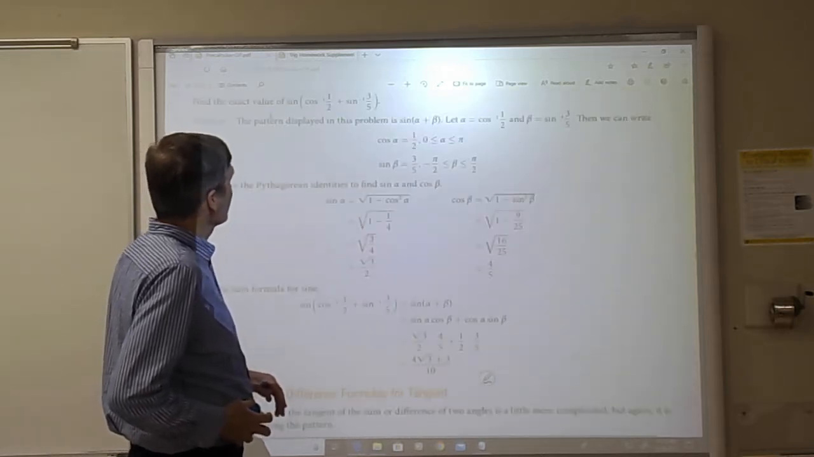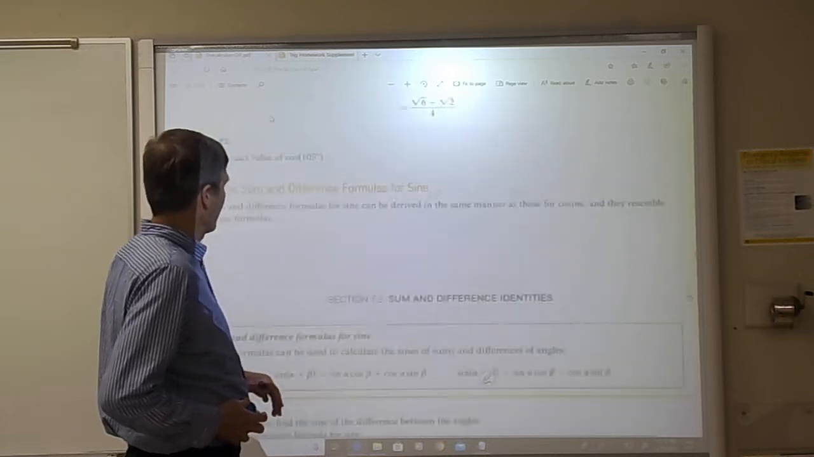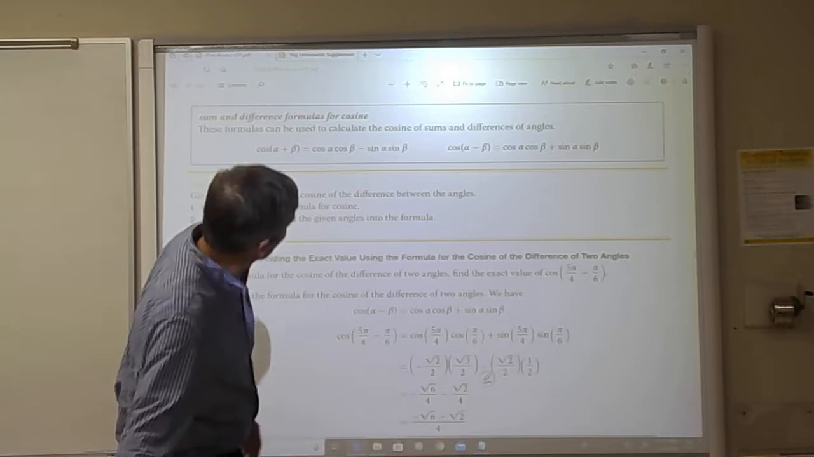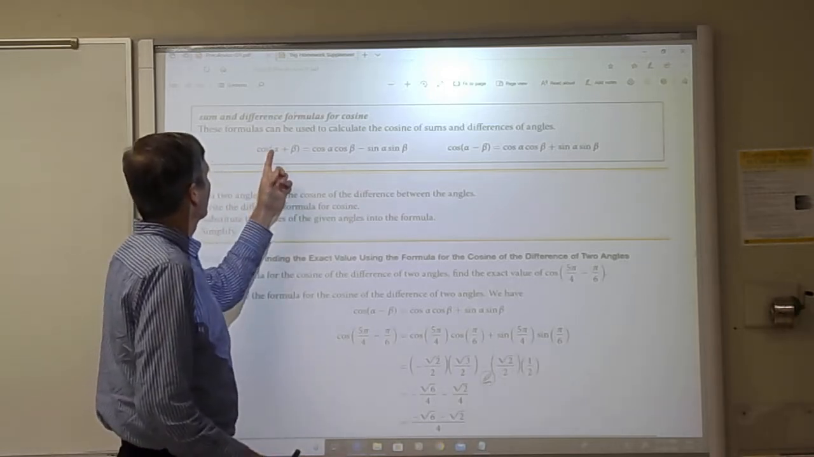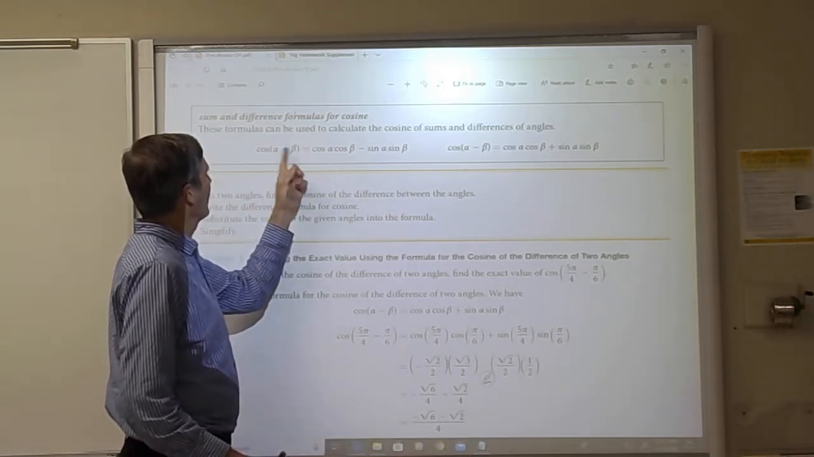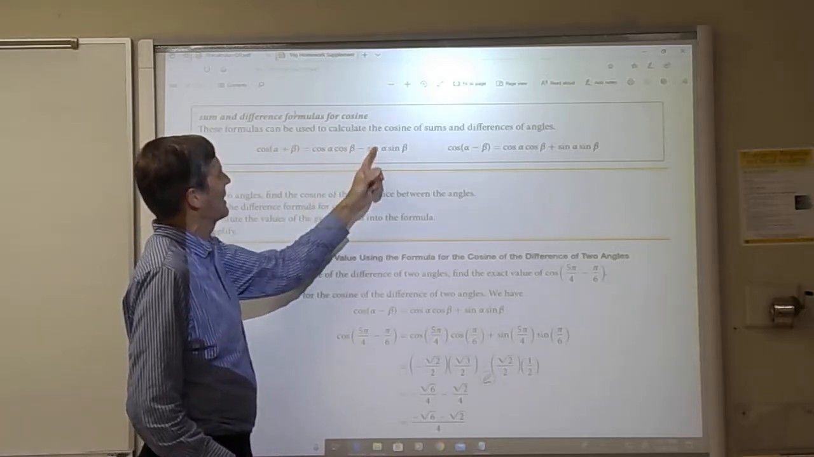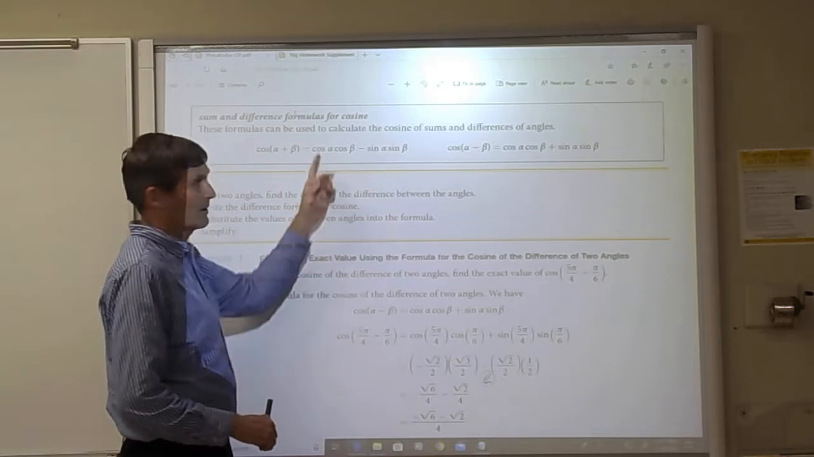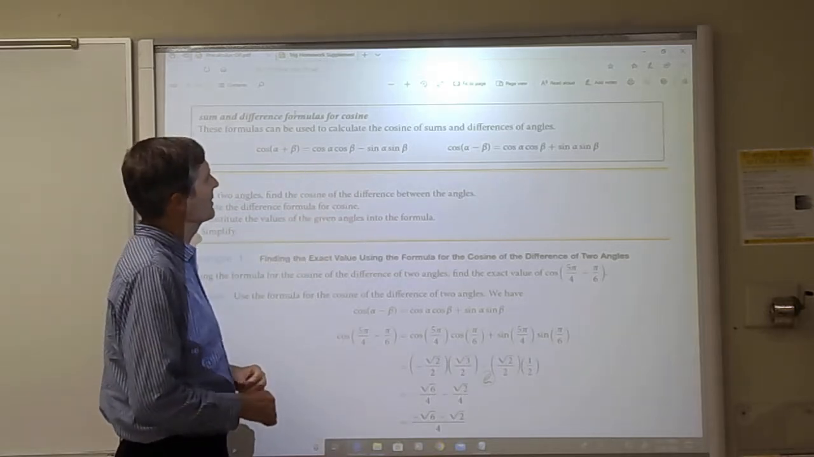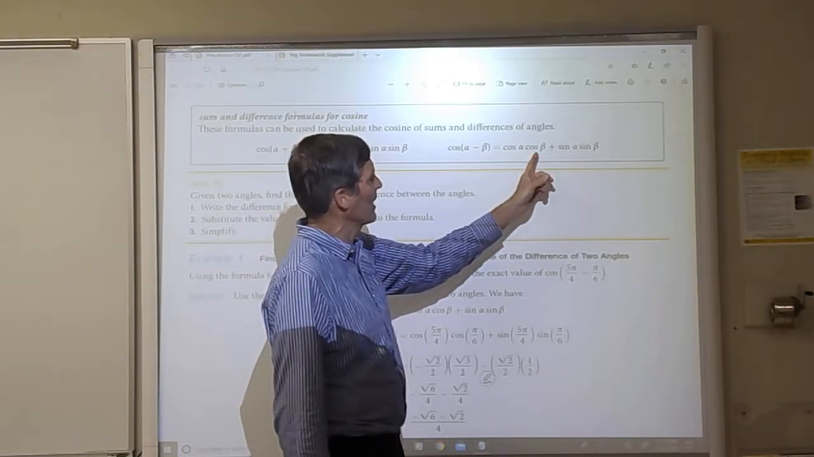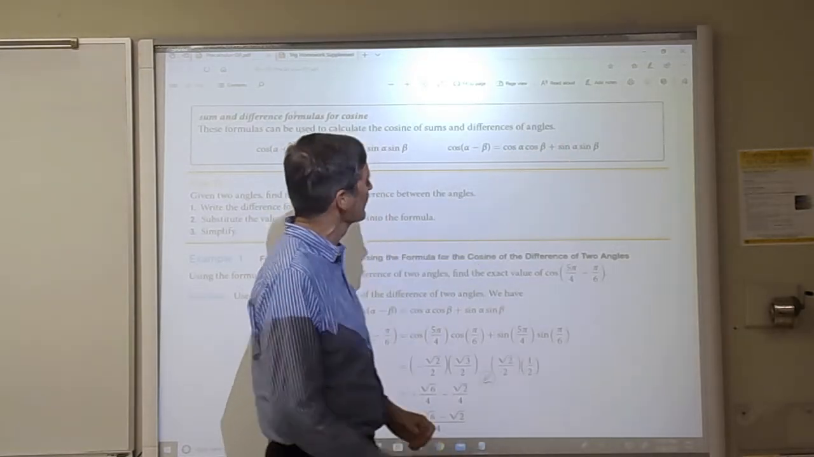There's a total of 6 sum and difference identities. They're a little bit spread out. Here's the first 2. If I have the cosine of the sum of 2 angles, alpha and beta, cosine alpha plus beta is cosine alpha cosine beta minus sine alpha sine beta. You can watch this in your textbook. This is straight out of the text. And if you take cosine alpha minus beta, it's cosine alpha cosine beta plus sine alpha sine beta.